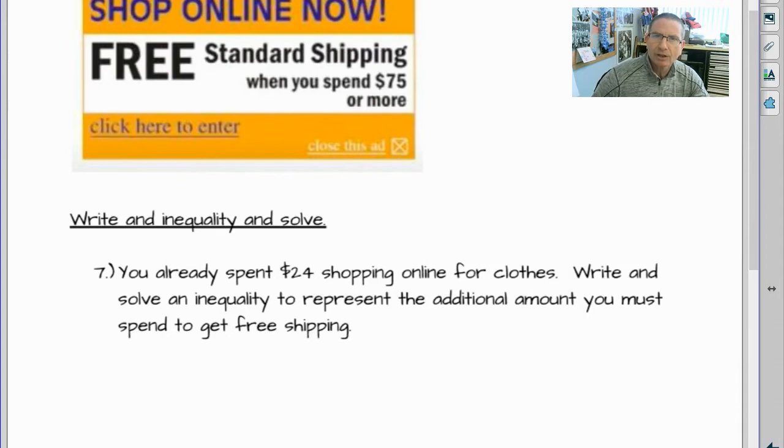So this is gonna kind of be like one of those ones we were working on in class the other day. So we know that it has to be at least 75. As soon as you spend 75, you're going to be good. So we're going to start with that. The letter you use for how much more you have to spend doesn't really matter. It doesn't tell us what to use, so we'll just use X.